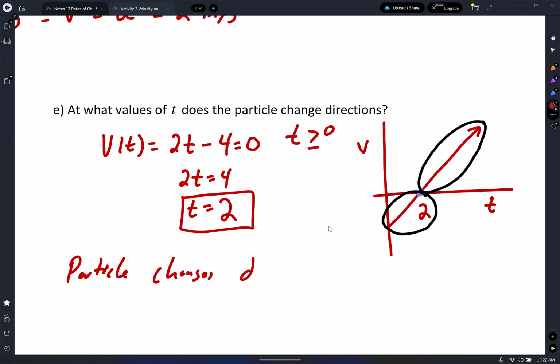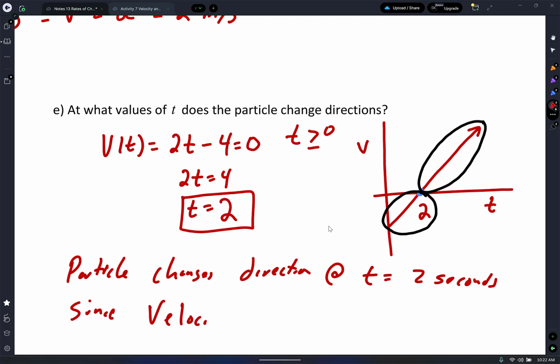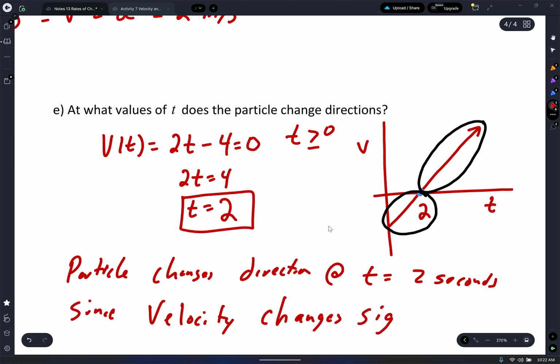Particle changes direction at t equals 2 seconds since velocity changes signs at t equals 2 seconds. Period. Full credit.